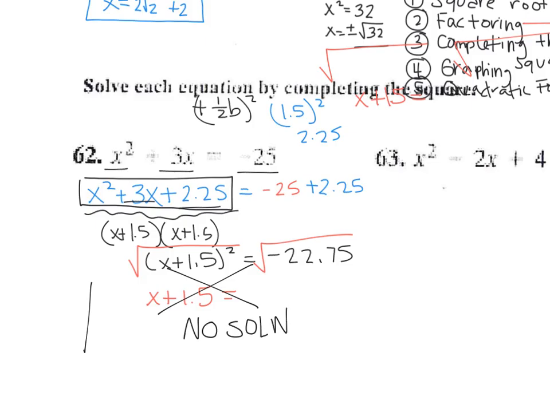So this would be a parabola that opens up because this is a positive and it just doesn't cross the x-axis. There's no x-intercept, so there's no real solutions.